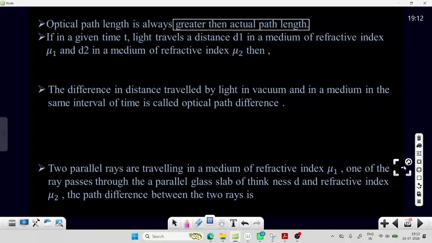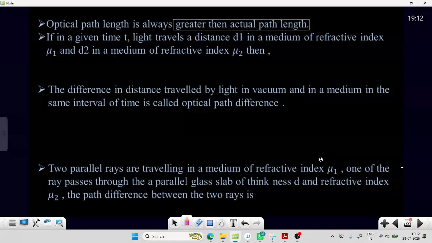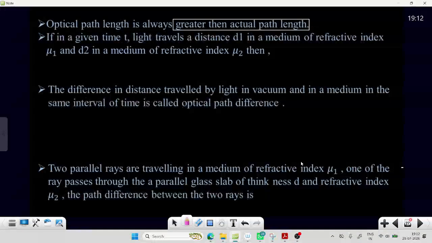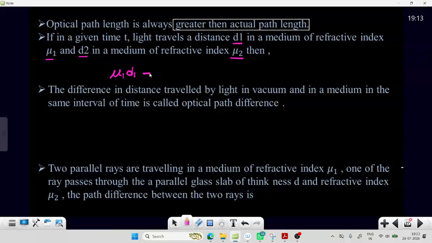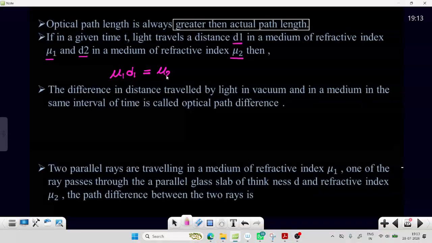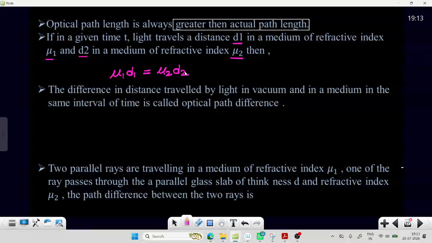Now if the situation is given that in time t, light travels a distance of d1 in a medium of refractive index mu1, and d2 in a medium of refractive index mu2, then in that case mu1 d1 is equal to mu2 d2.